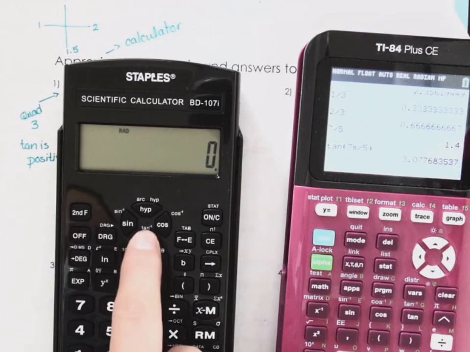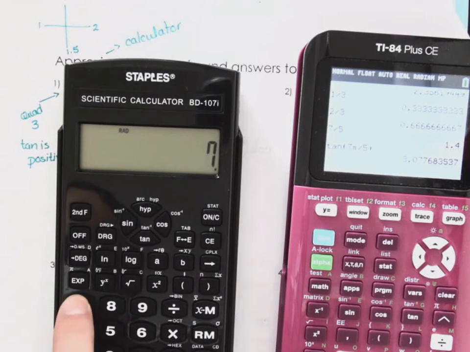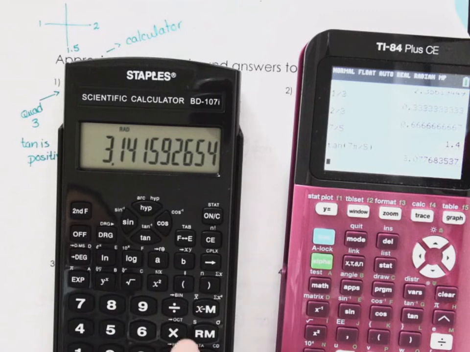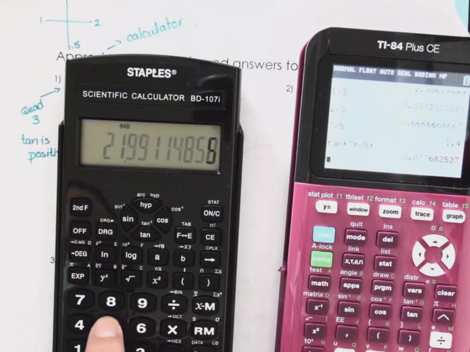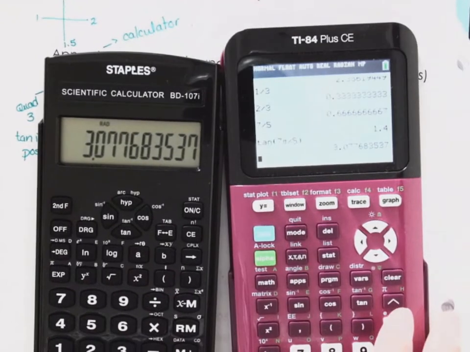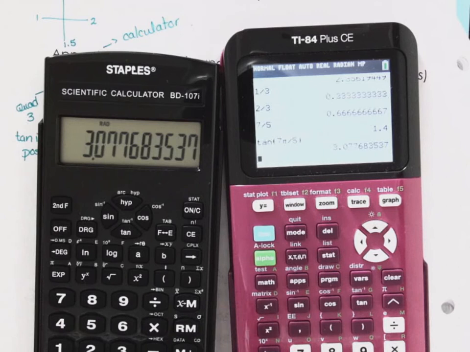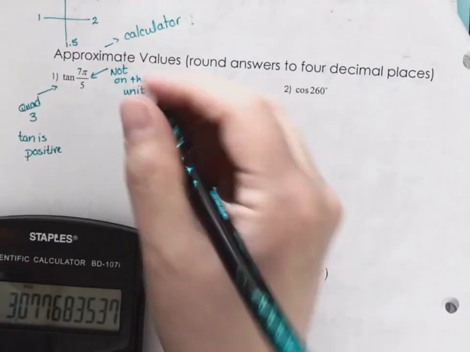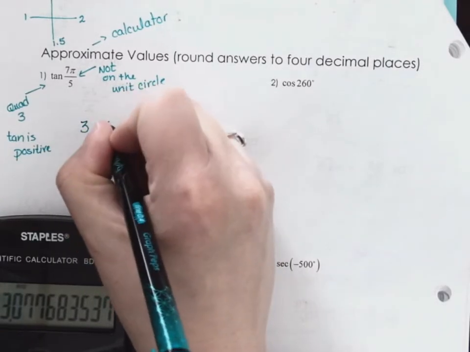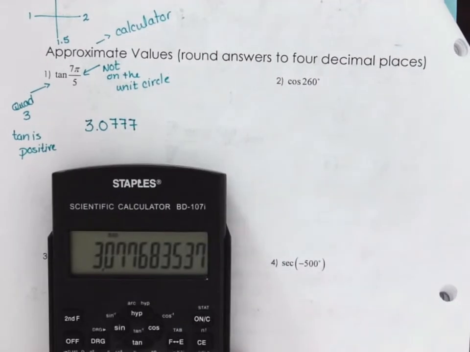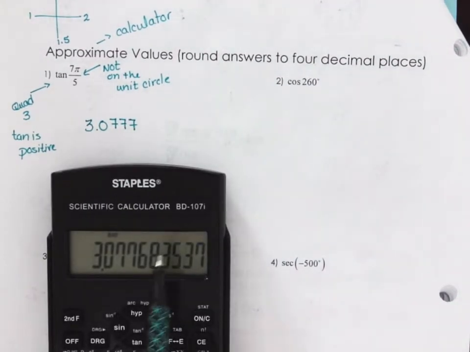Okay, now if I do it in my scientific calculator, this is going to be the challenge. So 7 times, where's my pi button? Pi equals, divide by 5 equals, and then I'm going to go tan. Okay, I get the same answer. I get the same answer for both. And it says we're going to round to 4 decimal places. That, ladies and gentlemen, is the standard rounding. Because that 8's going to round the 6 to a 7.